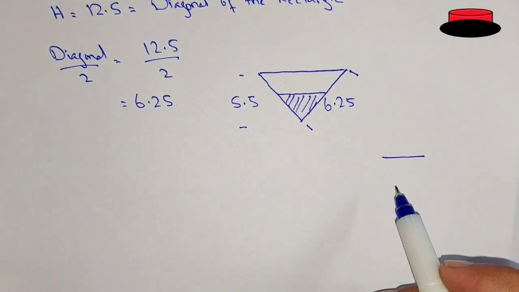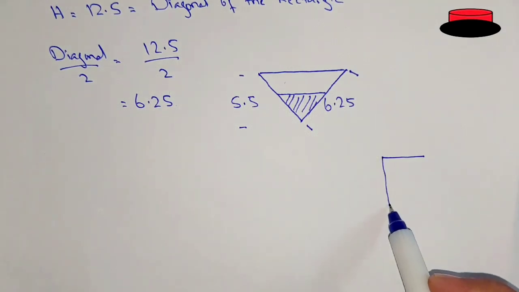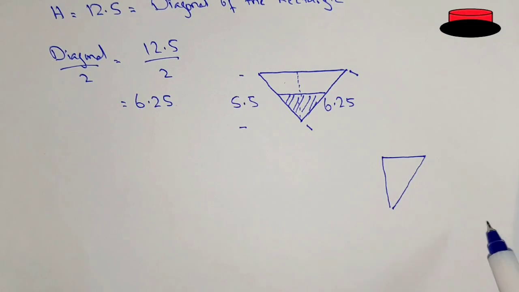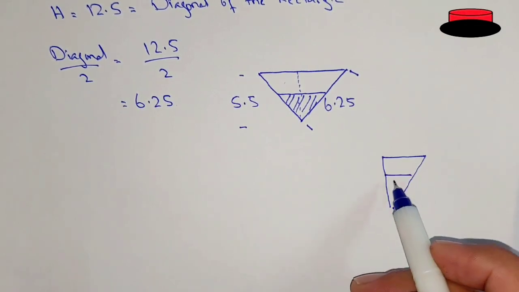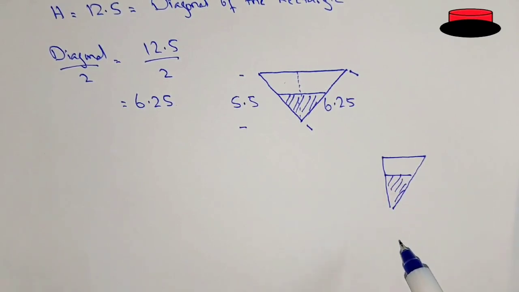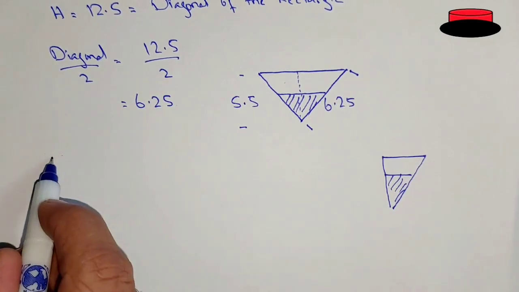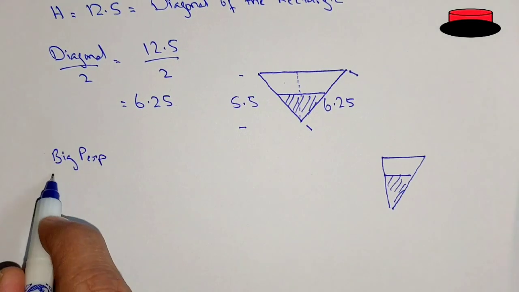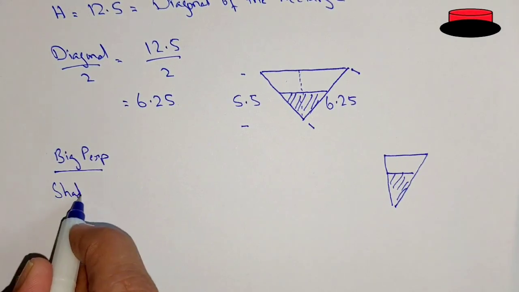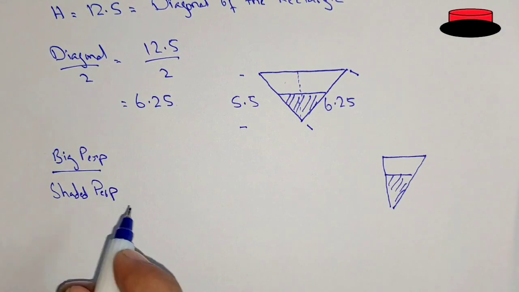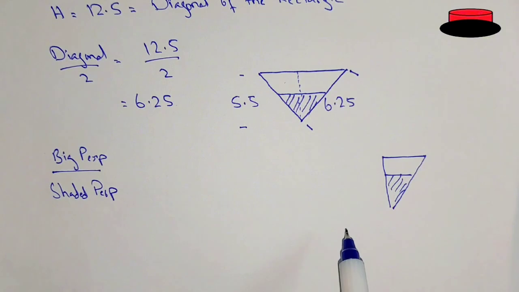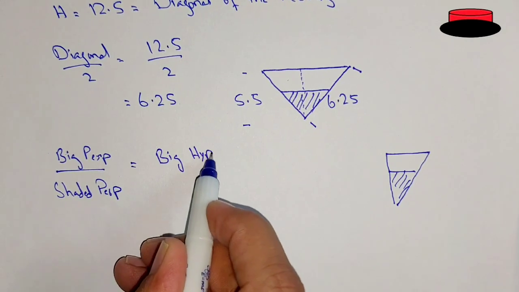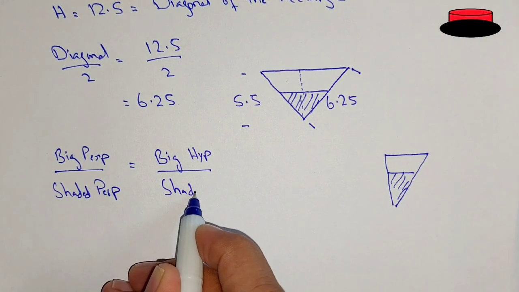So now again we are drawing the right angle triangle from this figure. This is the base, and this is the perpendicular, and this is the hypotenuse. So this is the right angle triangle from this figure, and now this is the shaded area. So now we are comparing the two perpendiculars as well as the two hypotenuses from this figure. So let's suppose big perpendicular, it means the long length of this perpendicular divided by the shaded perpendicular, equal to big hypotenuse, that is 6.25, divided by the shaded hypotenuse.